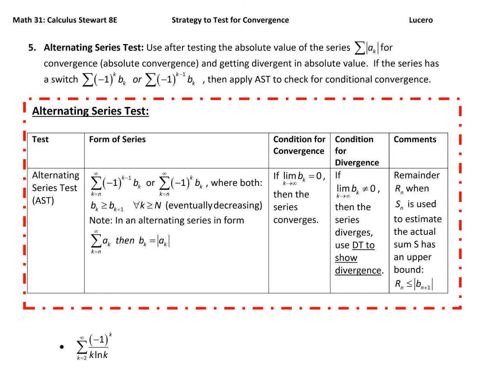So after I've tested for absolute convergence, if I'm getting divergence of the absolute value, then I get into the alternating series test. So that's a specific time to use it, but I tend to test for absolute convergence first. If that fails, then getting into the alternating series test, looking at it and saying, okay, it's not converging absolutely, but does it have conditional convergence? So the alternating series test is really good for checking for conditional convergence.